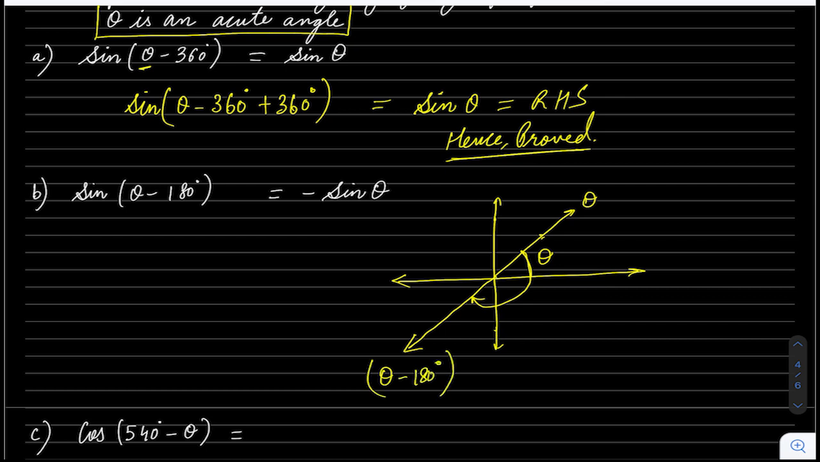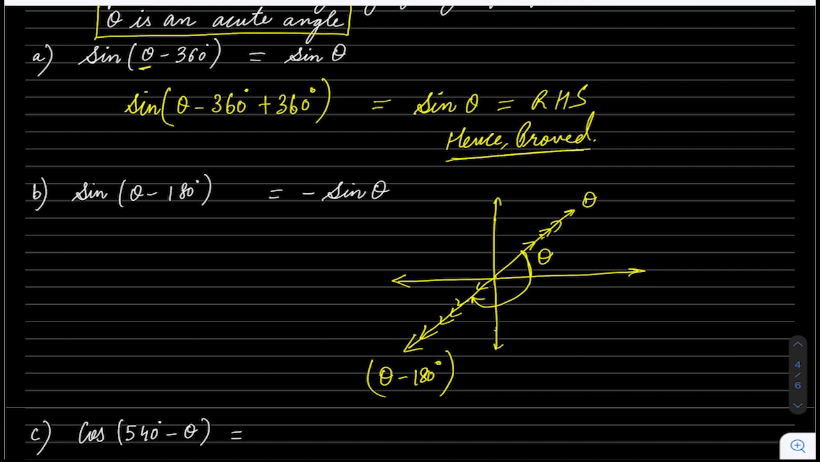I hope you understand this. Everyone understands 180 turn means exactly reverse. So we were going in this direction earlier, and now we will be going in this direction. That is theta minus 180.